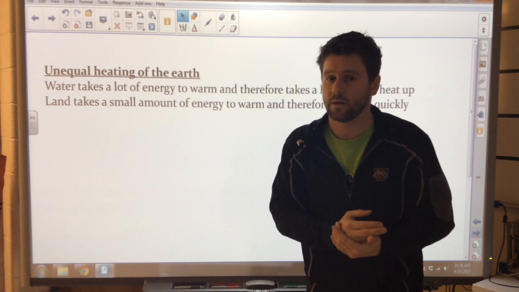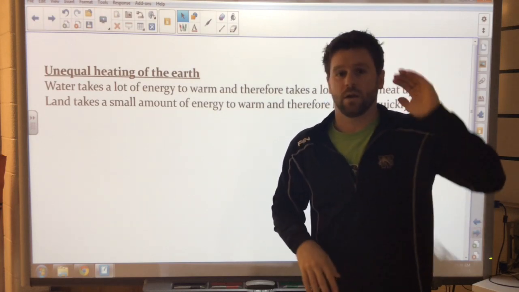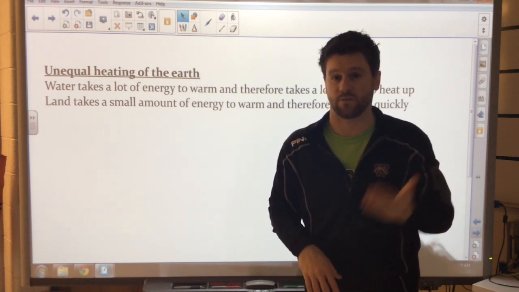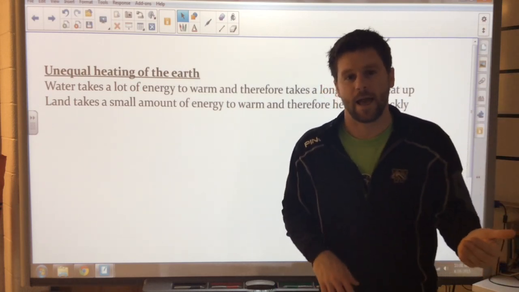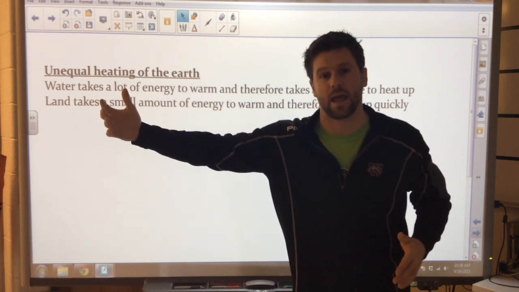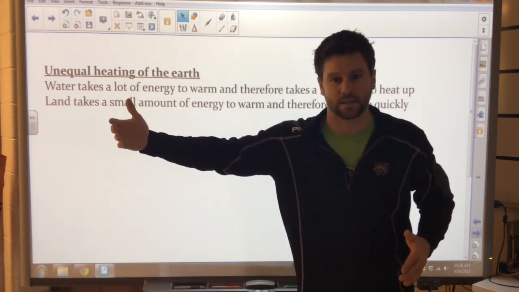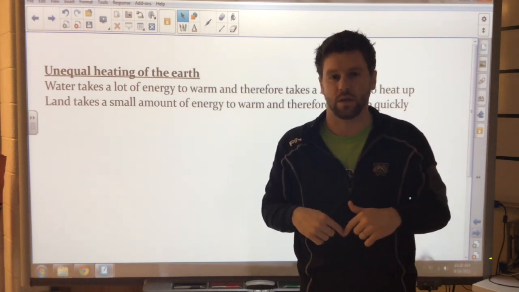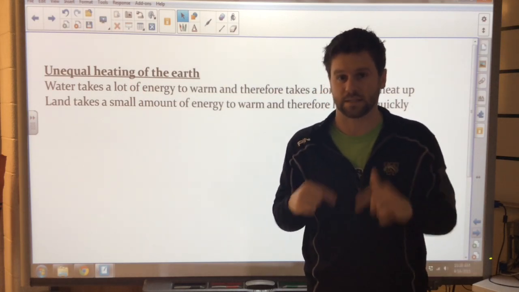Water, however, takes a lot of energy. Water temperature doesn't fluctuate day to day very much. If it's 40 degrees at 8 a.m., it might be 41 or 42 by the end of the day, but it's not going to change that drastically because it takes a lot of energy over a long period of time to change the temperature of the water.